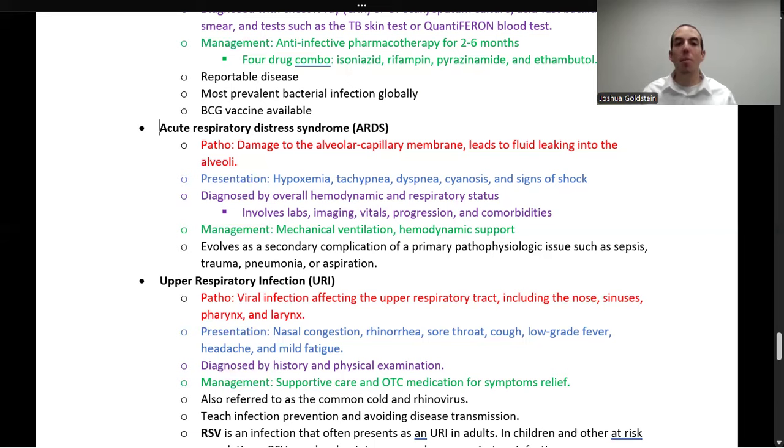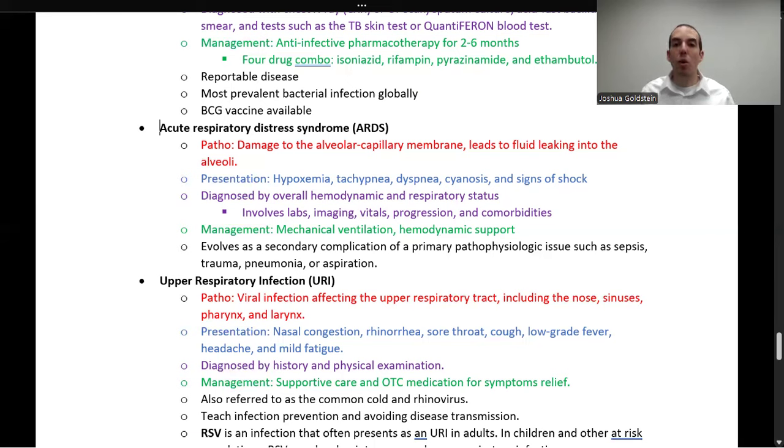The presentation is going to be hypoxemia, meaning a really low oxygen level in the blood, tachypnea, breathing quickly because the oxygen level is so low, the body's doing whatever it can to compensate for that, dyspnea because they're having trouble breathing, cyanosis because they can't possibly get enough oxygen to their body because their lungs are shot, and signs of shock because this can cause tremendous problems down the line, meaning in other body systems.